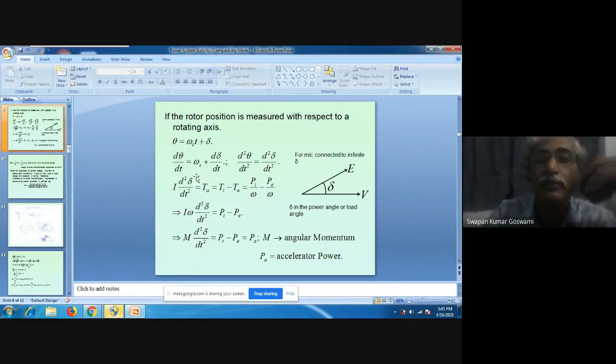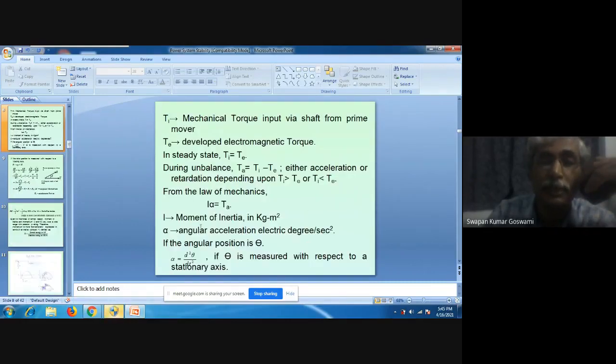Okay. Clear. So it is the speed of the rotor with respect to the infinite bus voltage. Now if you take the second derivative d2 theta dt2, then it will be d2 delta dt2, because omega s is constant. Now, previously we have written that I alpha equal to TA. I is the moment of inertia, alpha is the angular acceleration, and that is equal to TA from mechanics. Torque equals moment of inertia into angular acceleration.